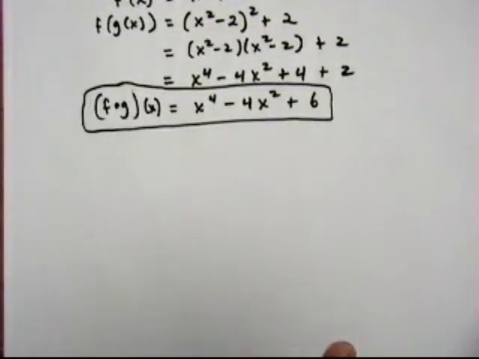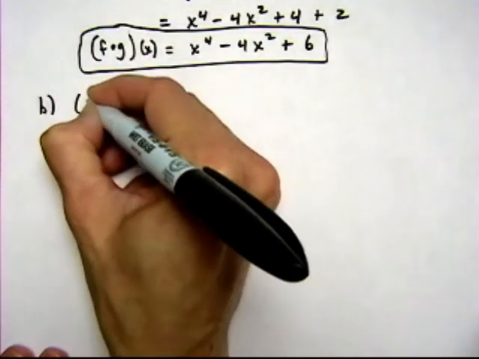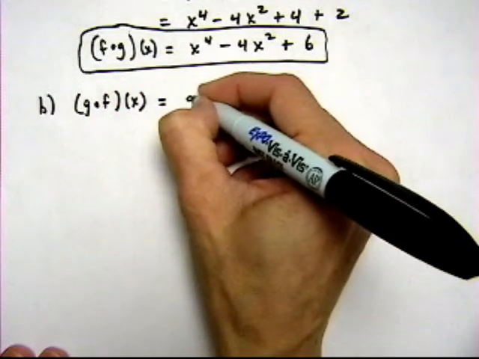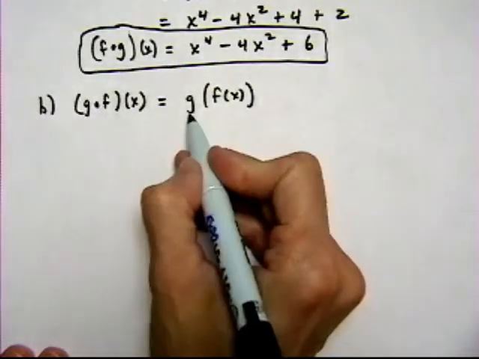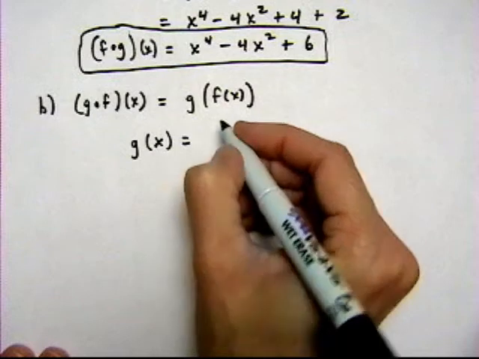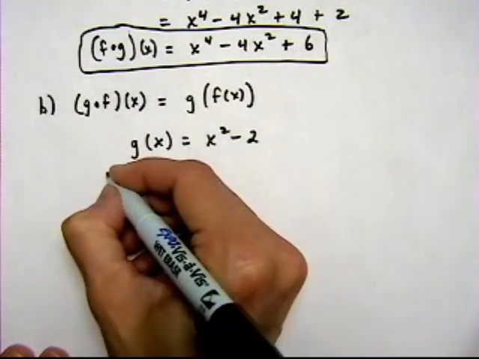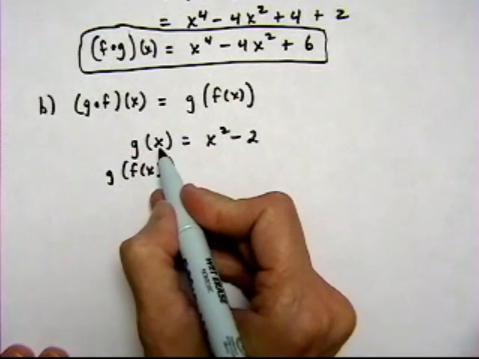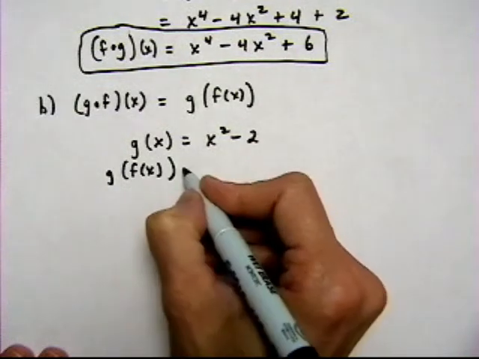In part B, we're instead going to find g of f of x. So that means we want to use f as the input for g. So again, we start with the first function and look at what that equals. G of x equals x squared minus 2. So if I now want g of f of x, that means I want to replace the input x up here with the function f of x.